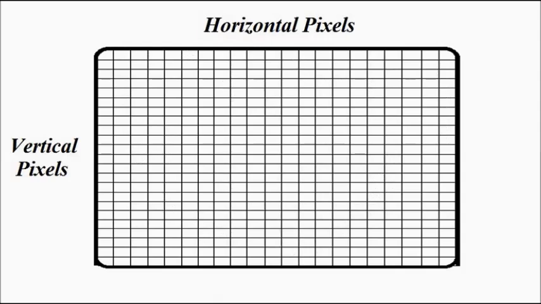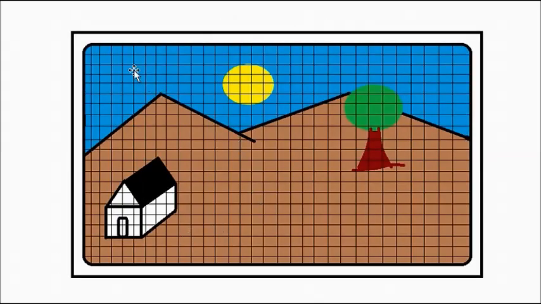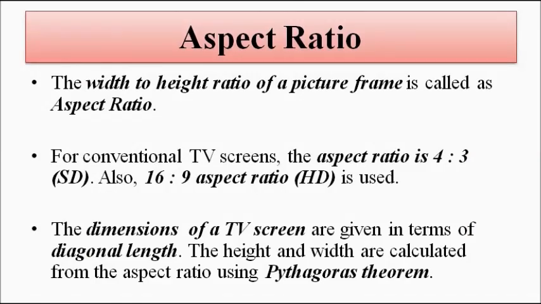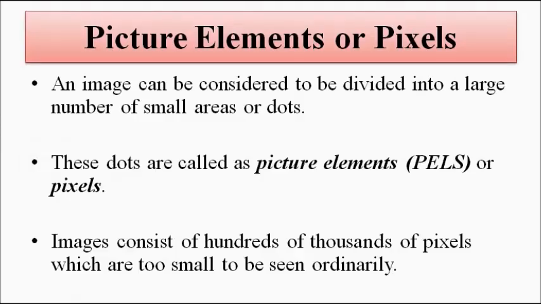For example, let's say we have this image. Now we divide it into very small picture elements. Each of these small squares is actually too small to be visible to the naked eye, but if we look closely we can get an idea of how these small squares form. Again, as per the aspect ratio of the screen, the ratio of horizontal to vertical pixels should be 4:3 or 16:9.